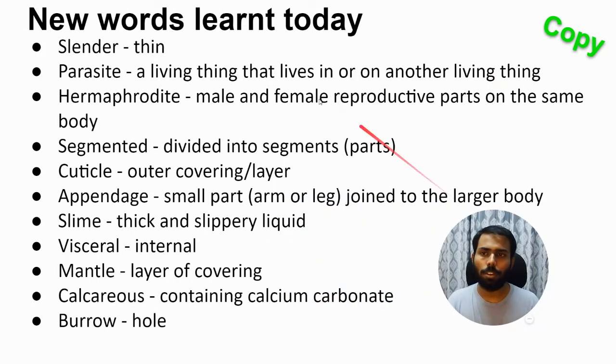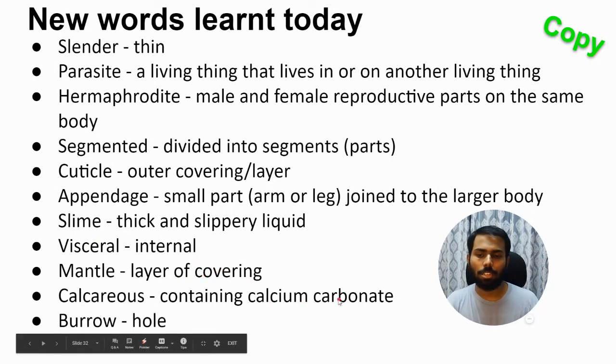These are the words we learned today. Slender means thin. Parasite means a living thing which is living in or on another living thing. या तो दूसरे living thing के अंदर रहेगा या फिर दूसरे living thing के ऊपर रहेगा. Hermaphrodite means male and female reproductive parts are on the same body. Segmented means divided into segments or parts. Segment यानी any part. Cuticle means outer covering or layer. Appendage means a small part, which could be an arm, a leg, or an antenna, joined to the larger body. Slime is a thick and slippery liquid. अगर slime होगा आजू बाजू तो उसको slimy बोलेंगे. Visceral means internal. Mantle means a layer of covering. Calcareous means contains calcium carbonate, and burrow means holes. All these words we learned today.